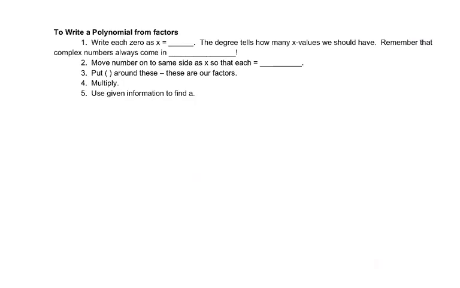Okay, we're going to switch gears just a little bit. This goes the other direction. This is how we can write a polynomial if we're given the factors. So the first thing is that we write each 0 we're given as x equals that number. The degree tells us how many x values we should have. You have to remember that complex numbers always come in pairs. Then you're going to move the number onto the same side as x so that each equals 0. You'll put parentheses around these because those are our factors. We'll multiply them together, and then we'll use the given information to find a.